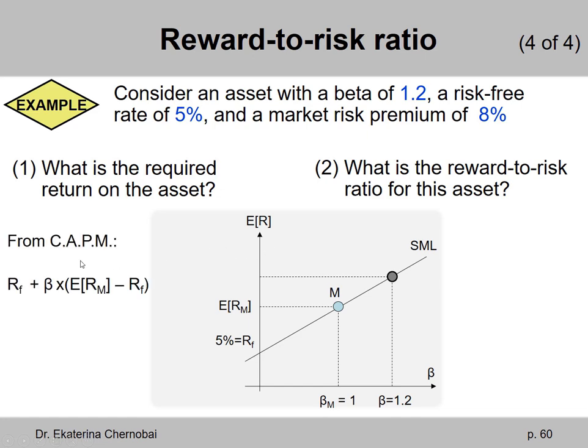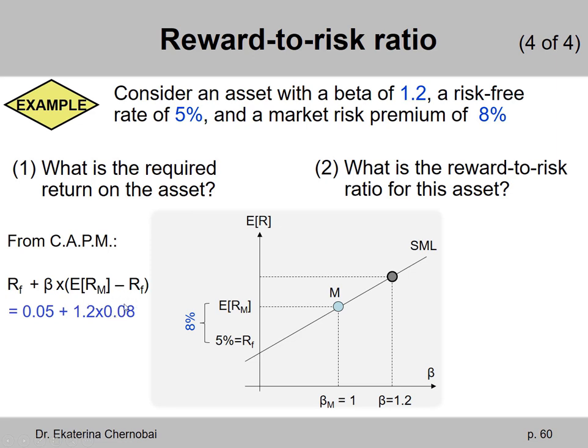And now let's use the CAPM formula, which says risk-free rate plus beta multiplied by, open parentheses, expected return on the market portfolio minus the risk-free rate, close parentheses. The risk-free rate is 5% or 0.05 in decimals. The beta is 1.2, it's given, and we multiply that by 0.08.